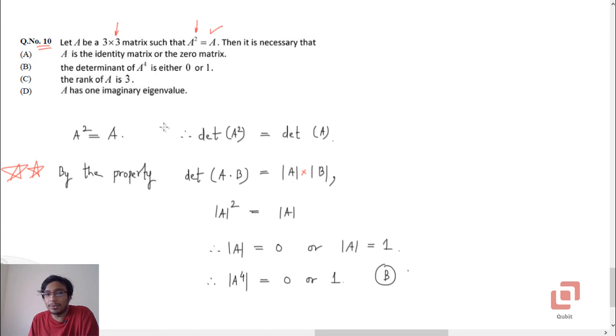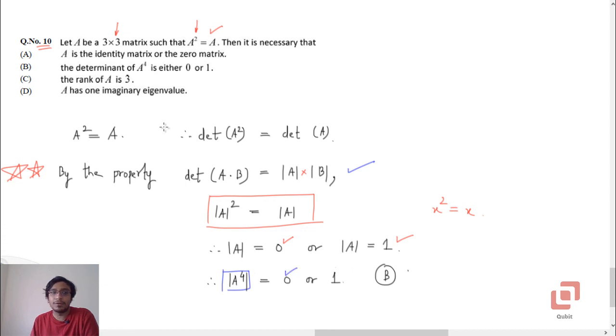So determinant of A into B is determinant of A into determinant of B, and because A squared is equal to A, both must have the same determinants, which gives us determinant of A squared equal to determinant of A, very much like this quadratic equation, x squared equal to x. So this equation has two roots, 0 and 1. So determinant of A can be 0 or it can be 1. And again, by using the same property, we can claim that determinant of A to the power 4 can either be 0 or 1. So option B.